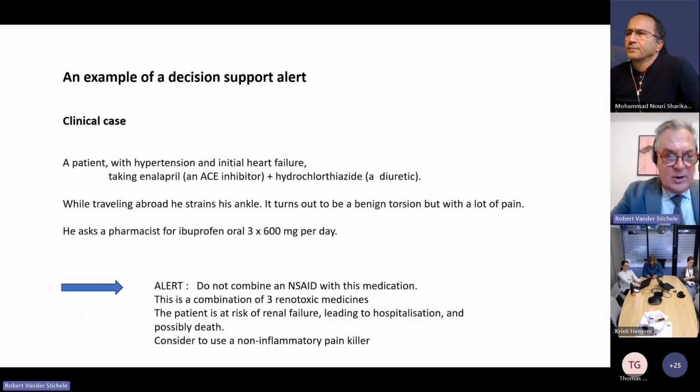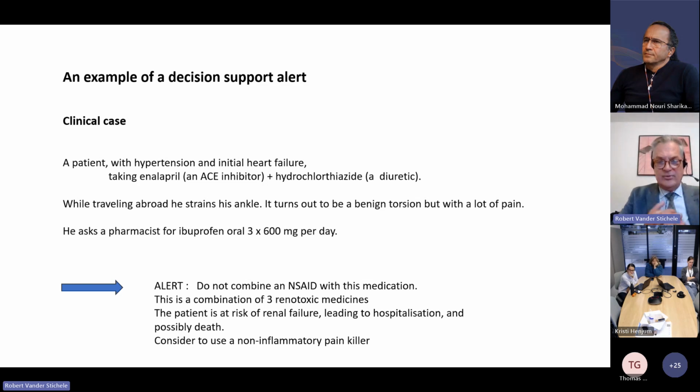This is an example of a decision support alert. We have a patient with hypertension and initial heart failure. He takes enalapril, which is an ACE inhibitor, and chlorothiazide, it's a diuretic. While traveling abroad, he strained his ankle, and it turns out to be a benign torsion. So it's not broken or not a severe torsion, but it comes with a lot of pain. And he asked the pharmacist for ibuprofen oral 600 milligram.